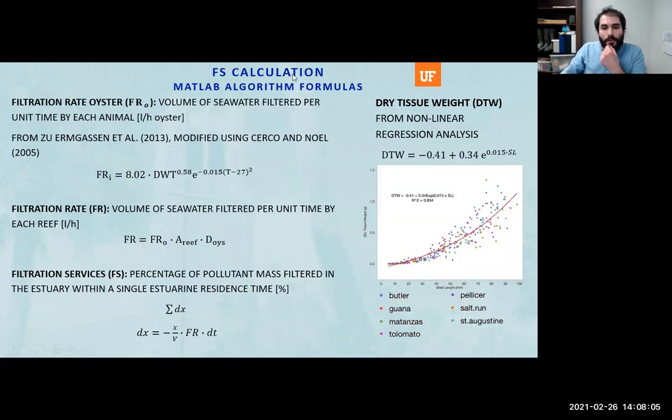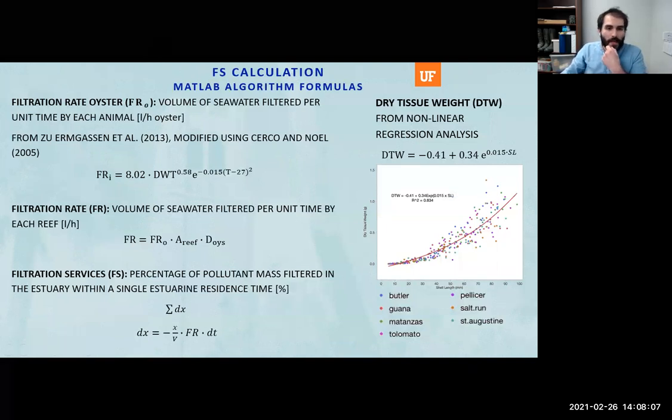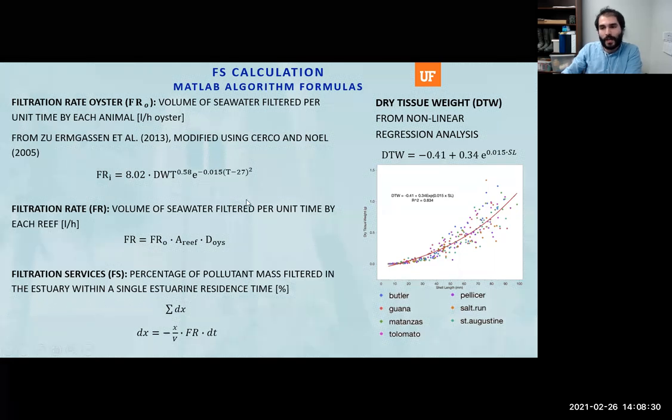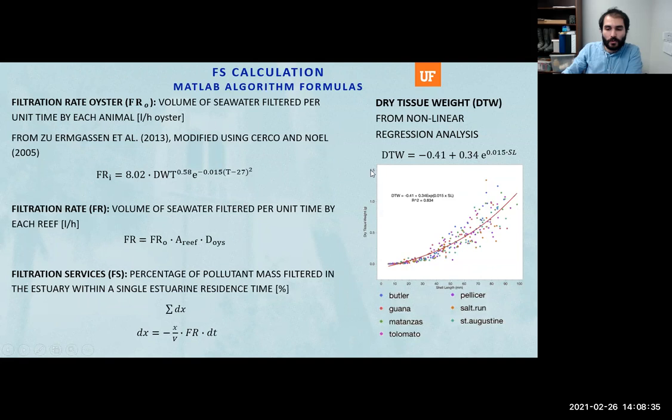So to calculate the filtration services, we use many formulas. I put only the most important ones here for you, from our MATLAB algorithm. So basically, we calculate the filtration rate at the oyster scale, which is the volume of seawater filtered per unit time by each animal. It is obtained using these formulations. We couple these two formulations, and we get this. And this is the DTW. It is the dry tissue weight, which is calculated using this formulation.